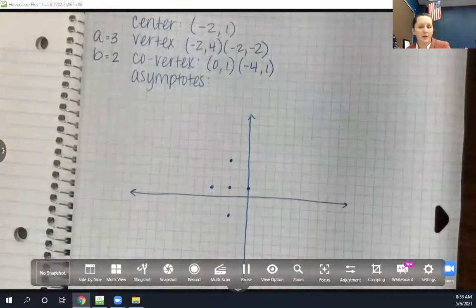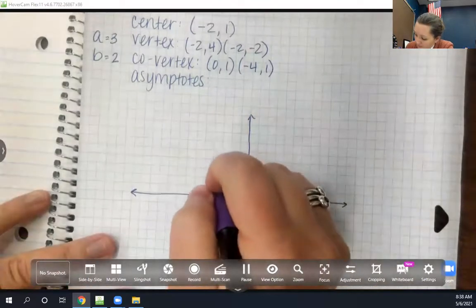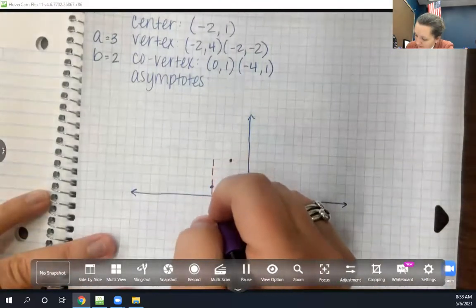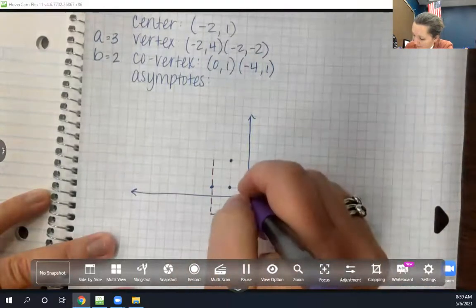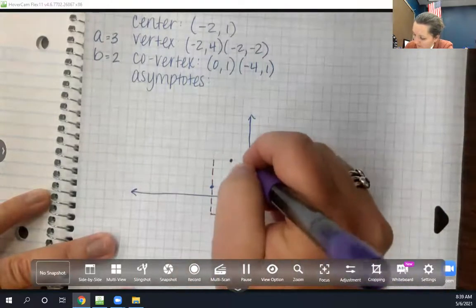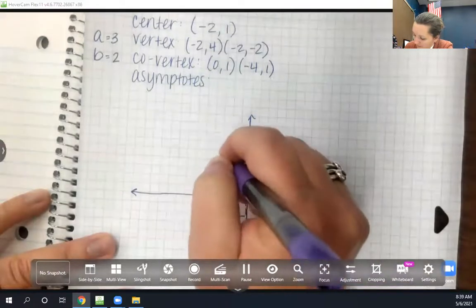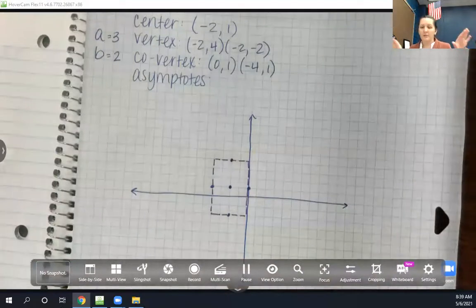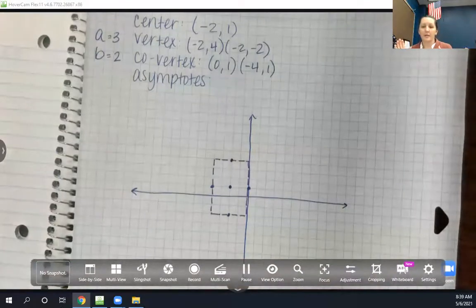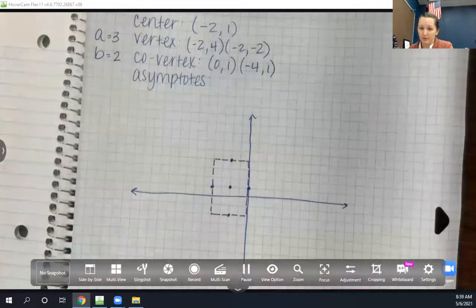All right, then it talks about using a dashed line to draw a rectangle. And this is what that means. We're going to basically draw a box for our asymptotes that we're going to draw together. So here's our little box. And this is going to help us know, the asymptotes are going to help us know how wide or skinny our hyperbola is going to be.